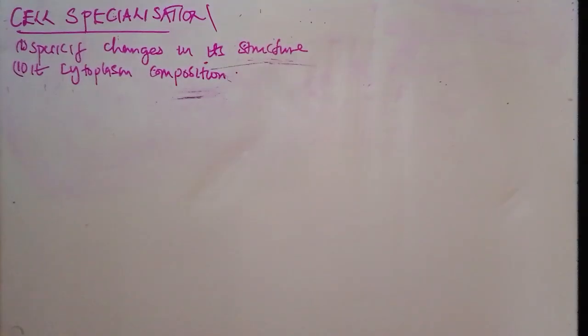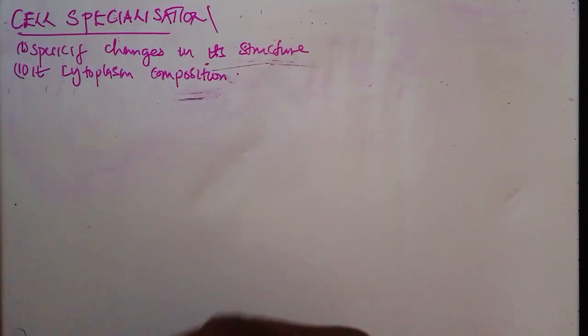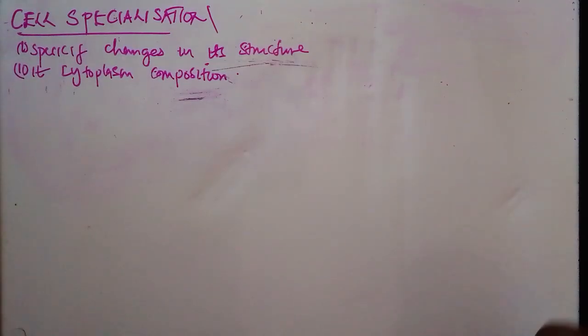So what do we mean when we say cytoplasm composition? Whenever we say cytoplasm composition, we are saying changes like we have a thin nucleus, a thin cytoplasm, absence of chloroplast, absence of nucleus, as we will see in some cells which undergo cell specialization.